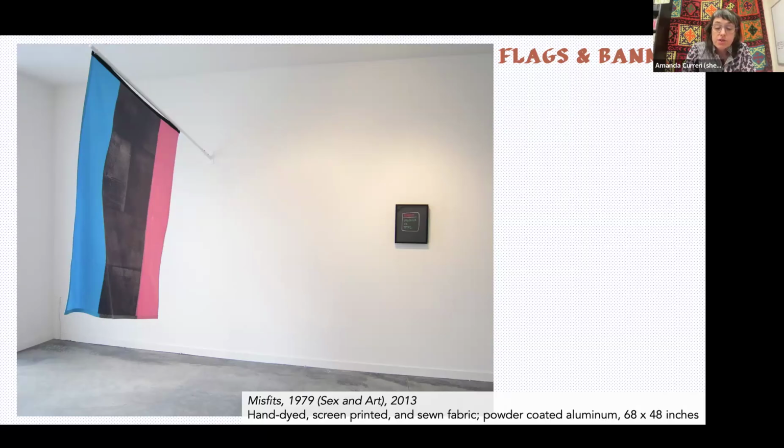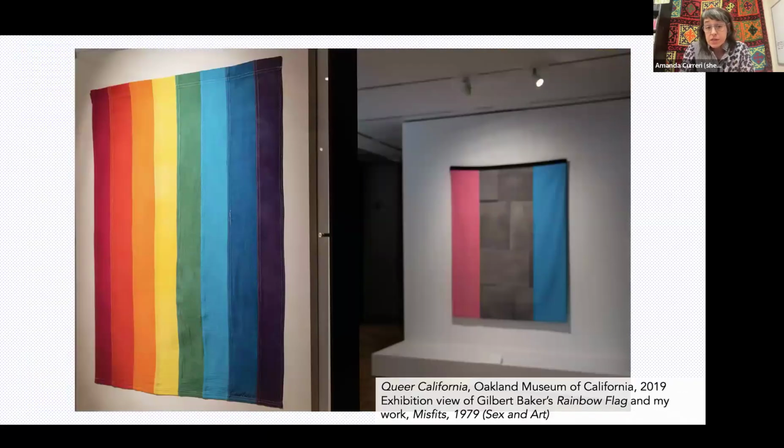It's hand-dyed, screen printed, sewn fabric, powder-coated aluminum, and it's the size of a large flag. It is in relationship to Gilbert Baker's original flag. This is a Gilbert Baker flag from the archives, but it is not the original. I had the opportunity to have my flag shown together with his this flag that you see. In 2019, Christina Linden curated Queer California at the Oakland Museum.